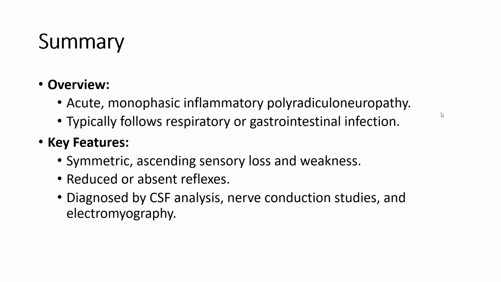Summary: this is an acute monophasic inflammatory polyradiculoneuropathy, and it typically follows a respiratory or GI infection. Key features: we have symmetric ascending sensory loss. Keyword, ascending paralysis, guys, because this is what differentiates it from transverse myelitis and other polyneuropathies. And then we have reduced or absent reflexes, because the axon that goes to that muscle is distorted. Based on the level of demyelination, we can have reduced or absent reflexes, and it's diagnosed by CSF analysis, nerve conduction studies, and electromyography.